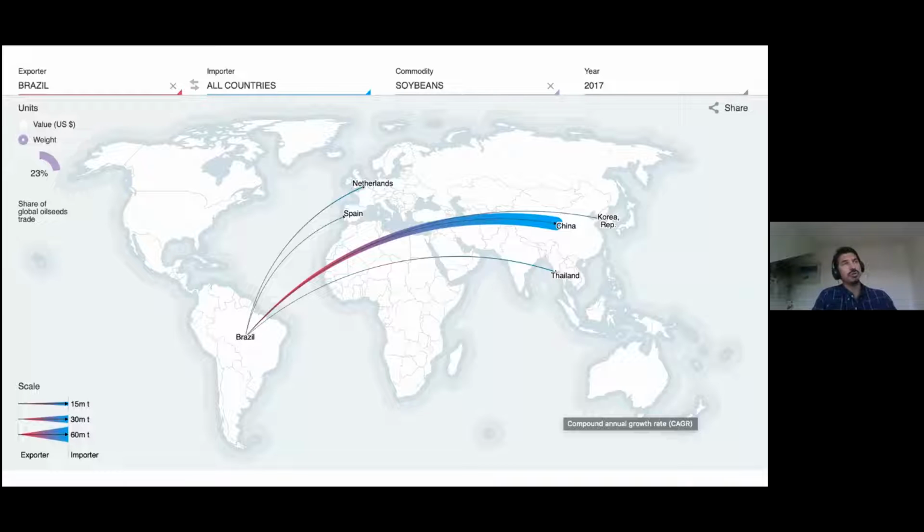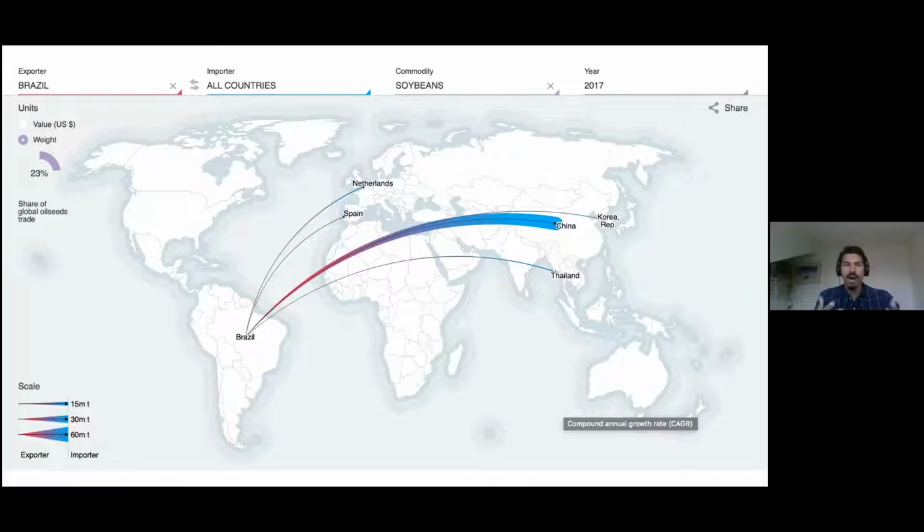But there were two main things missing in this data if we were to start connecting the trade with the impacts on the ground. First is where exactly these commodities are coming from. For example, in this case, within Brazil, is it coming from the Amazon? Is it coming from the Cerrado? Where exactly in the Amazon is it coming from?